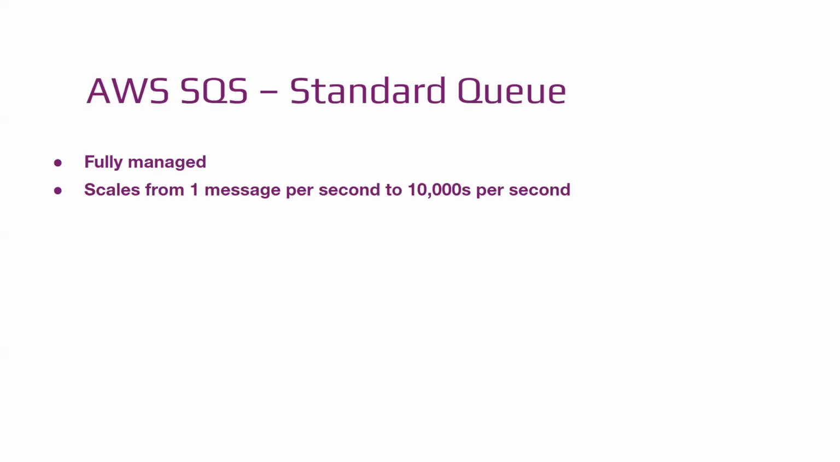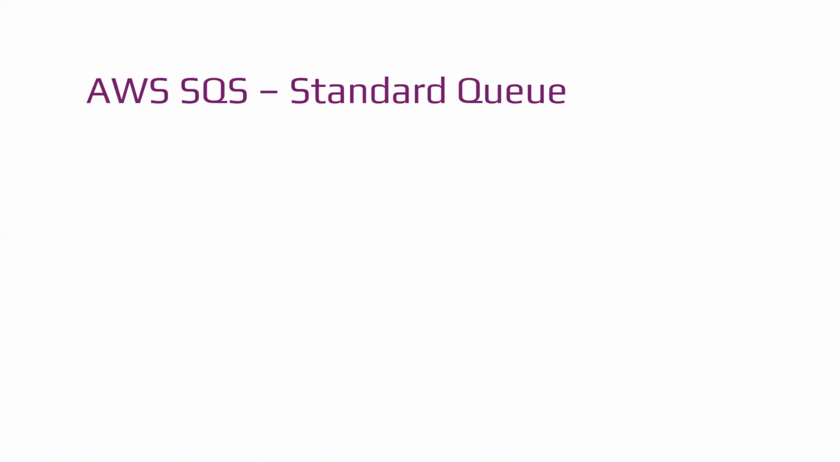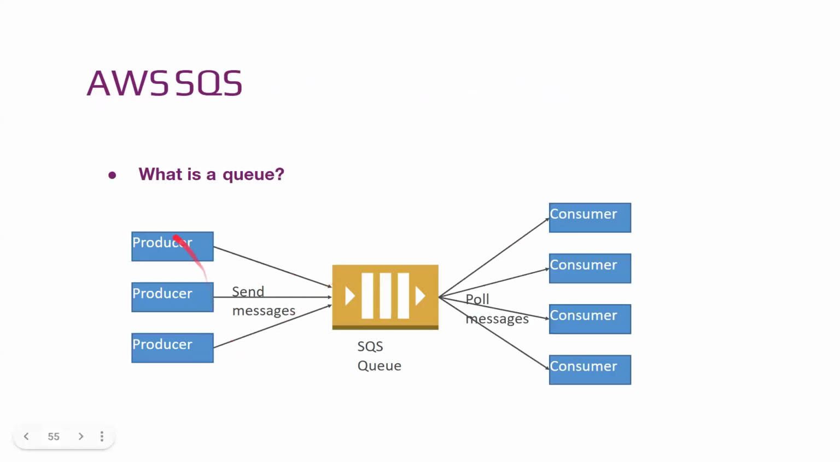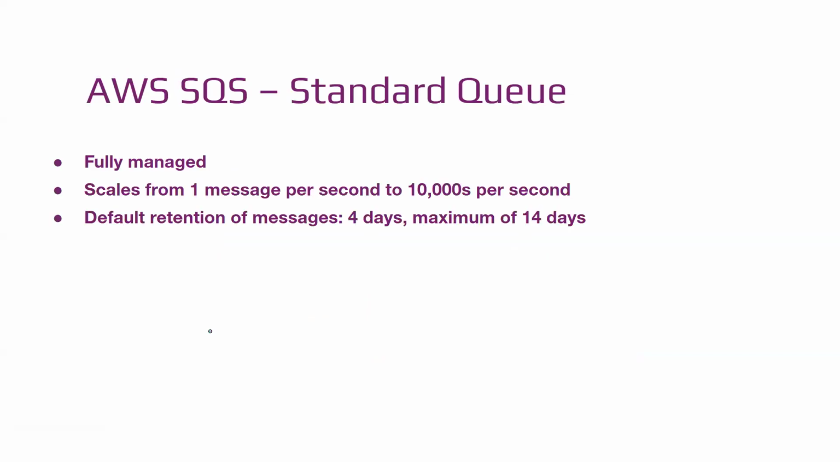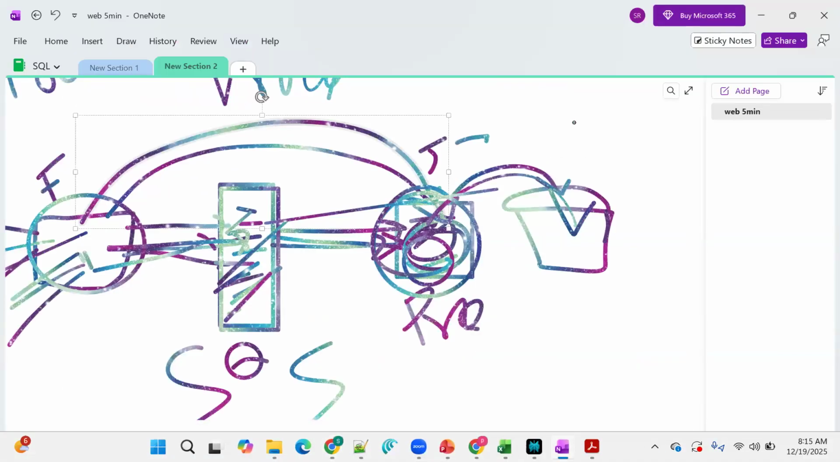Next, it scales from one message per second to 10,000 messages per second. What does that mean? Even if 10,000 messages come, it will accept them. It will easily scale and store them. Now, the default retention period is 4 days, maximum 14 days. Meaning, when any message comes to my queue, how long will it stay? It will stay a maximum of up to 14 days. In our case, let's say, for example, let me clear a few things.